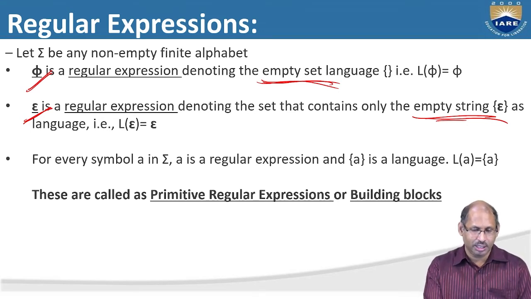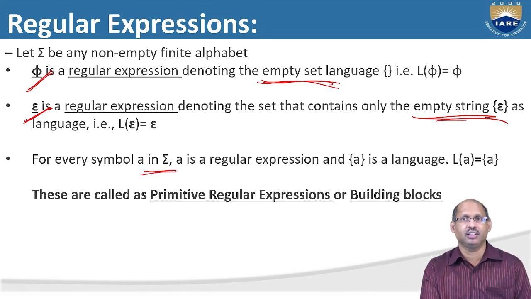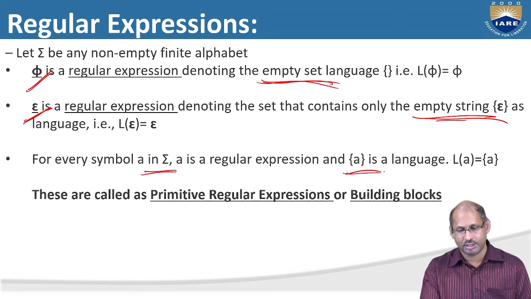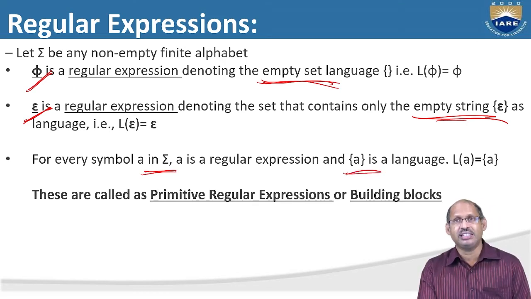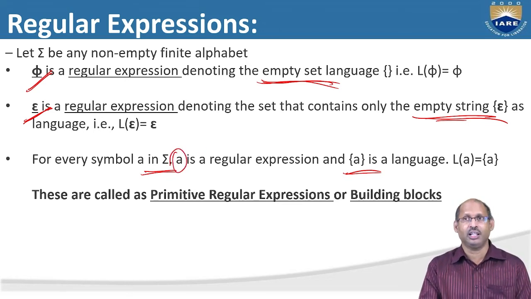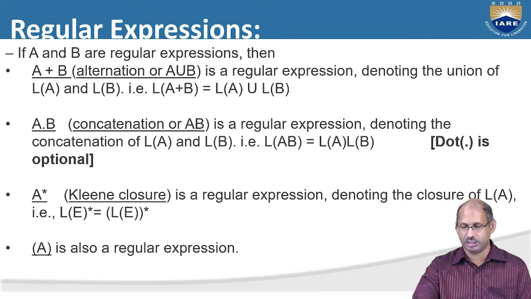For every symbol A in the alphabet, A is a regular expression for the language containing A. Right? So, A is a regular expression for a language containing A. So, these are called primitive regular expressions or building blocks.